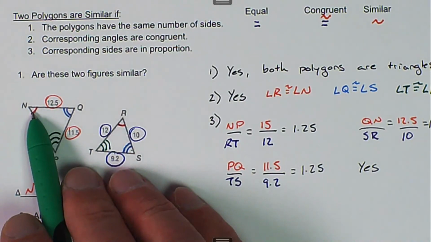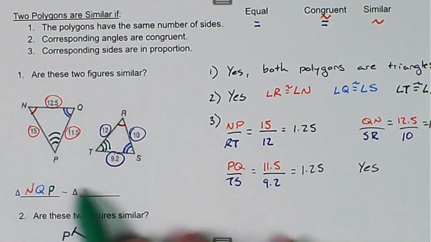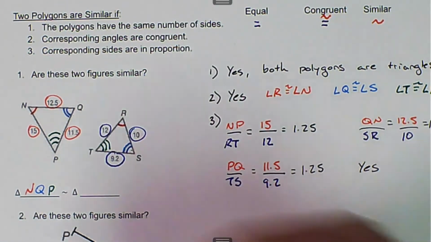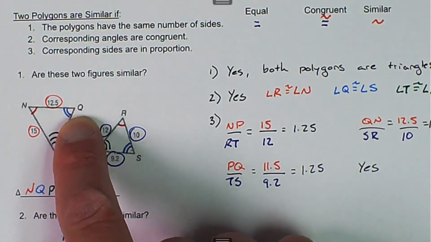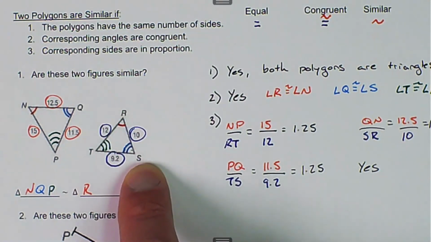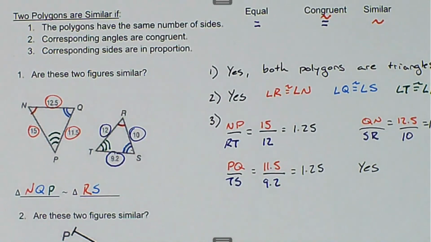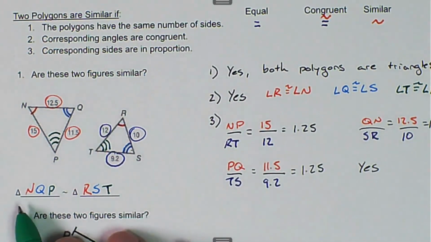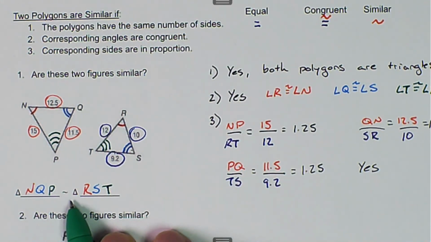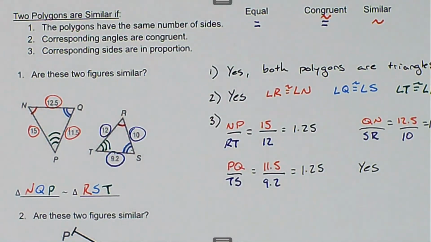So there was one mark on N. If we look over here, which one has one mark on it? That's R. So N and R have to be named in the same order. So Q has 2. So we're looking for the one that has 2. So that's going to be S. And then the last value is T. So triangle NQP is similar to triangle RST by those 3 steps that we've shown up there.